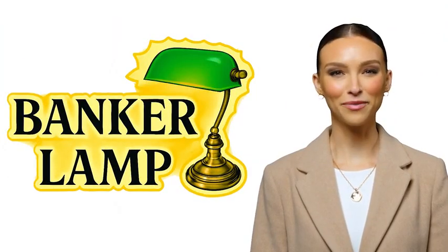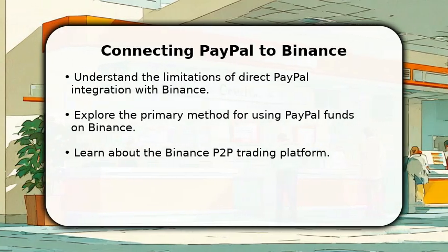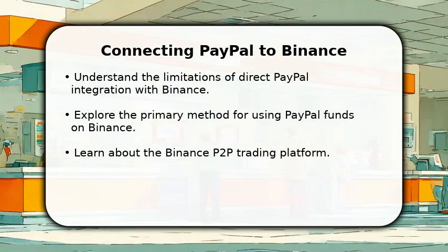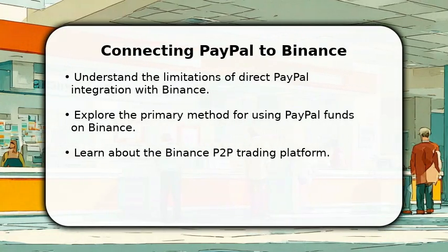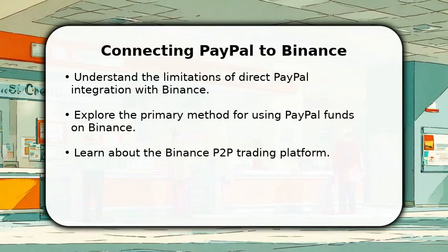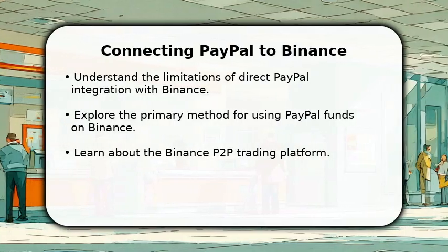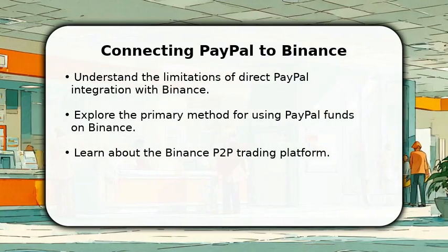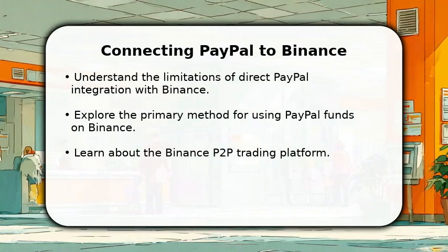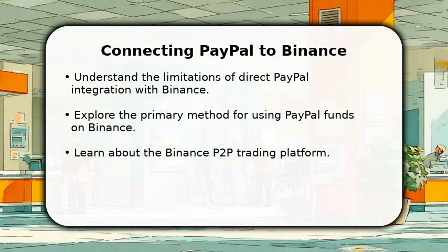Please enjoy the video. In this video, I will explain how to connect PayPal to Binance. While a direct connection isn't available, the most effective method involves using Binance's peer-to-peer, or P2P, trading platform. This allows you to buy or sell cryptocurrencies directly with other users, facilitating transactions using various payment methods, including PayPal. It's a secure and widely used feature within the Binance ecosystem, offering flexibility for your crypto needs.